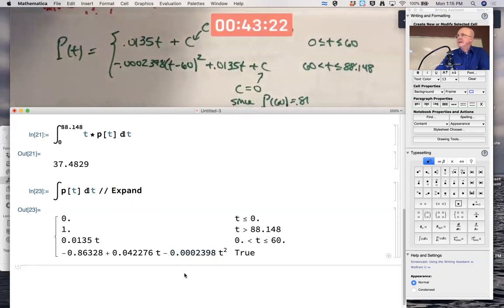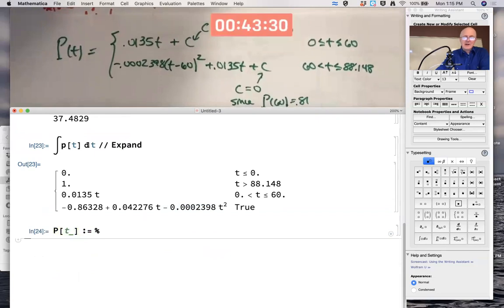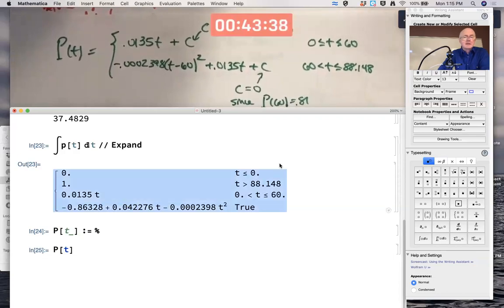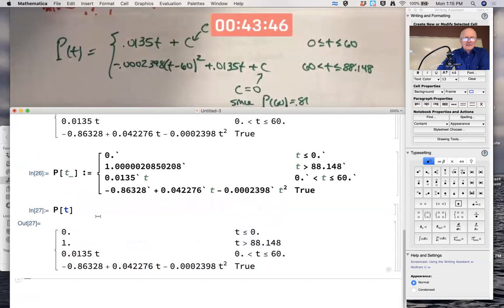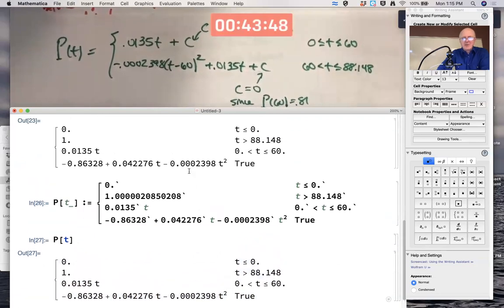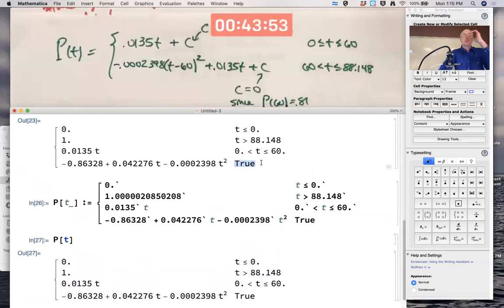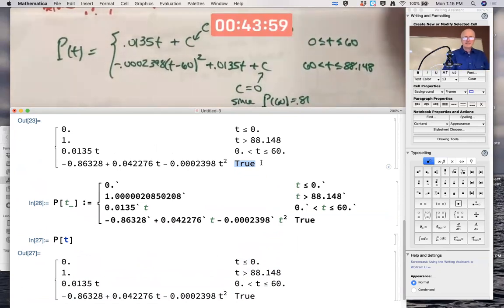In the last class, I used NIntegrate, but maybe I can do this. Maybe capital P of T. I just do percent sign, that refers to the preceding output. So I think that will do the formula for capital P. Maybe not. Okay. Maybe I can just copy and paste this. It's kind of weird that it puts True there. That True just kind of represents the other case when T is between 60 and 88.148. It's kind of a strange way to do it, but that's what it does represent. The main two cases are these last two cases.